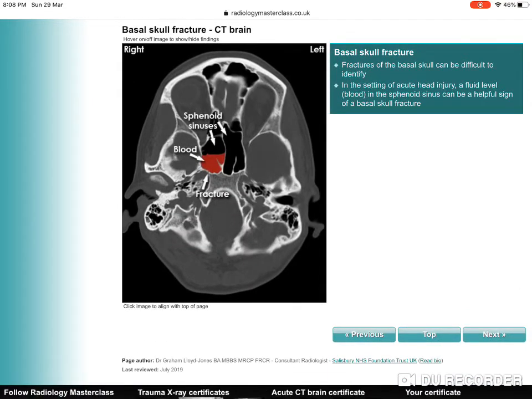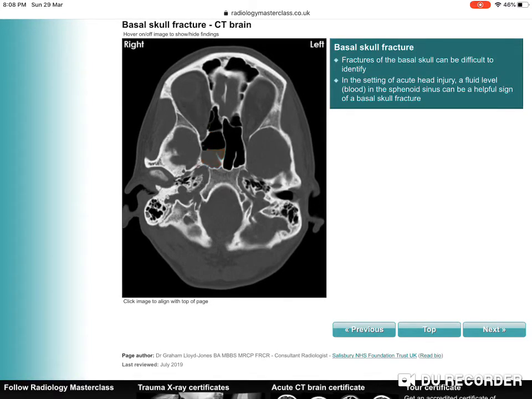Basal skull fracture. Fractures of the basal skull can be difficult to identify. In the setting of acute head injury, a fluid level in the sphenoid sinus can be a helpful sign of a basal skull fracture.